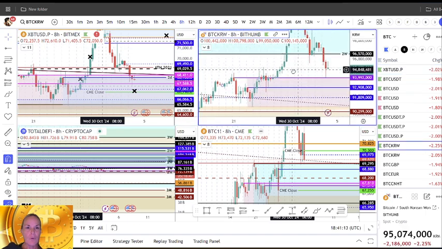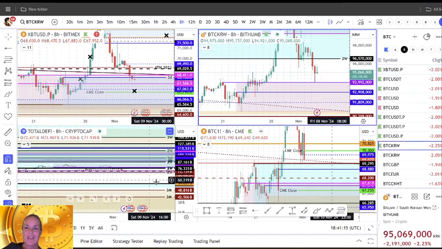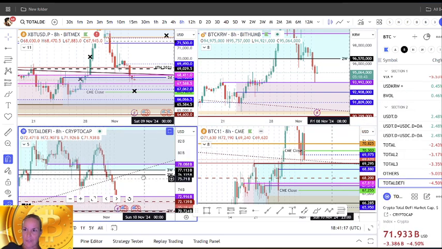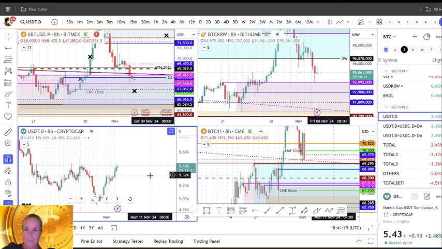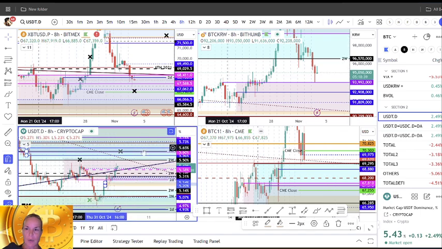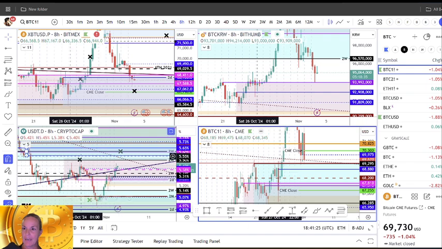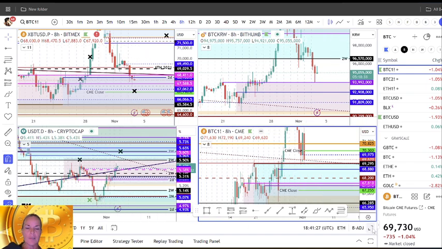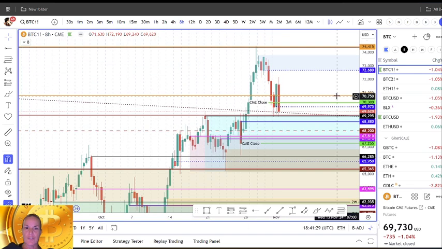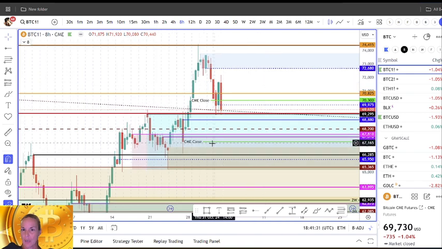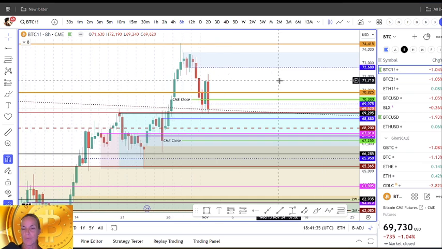Not perfect. What else can I say on Bitcoin? So, US dollar dominance, put that one back, because I always look at these four together. I look at the US dollar chart, Korea chart, CME, and US dollar dominance. The CME chart, like I said, we have this close down here. Price is probably somewhere around here at the moment, and we'll see what happens.